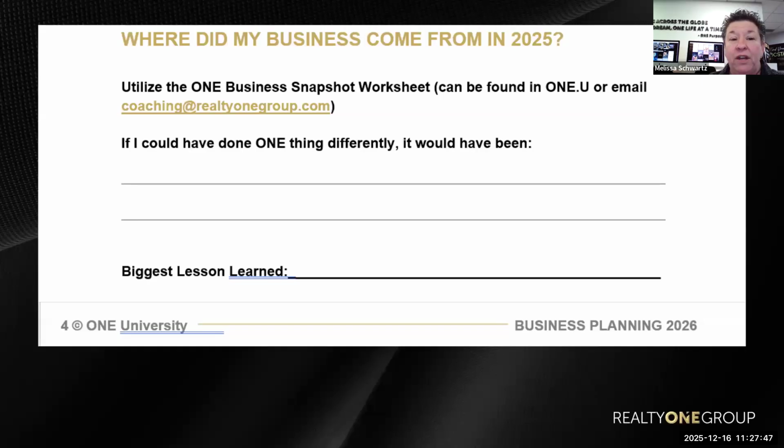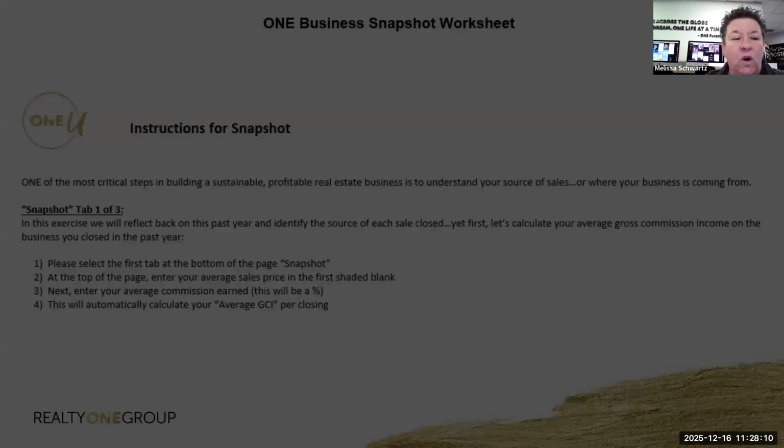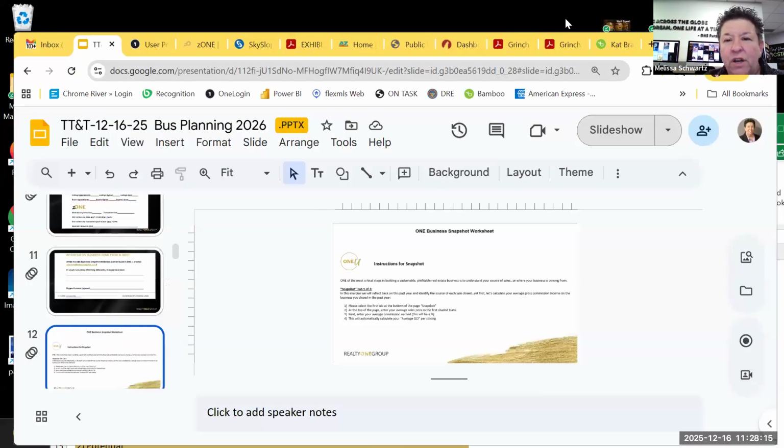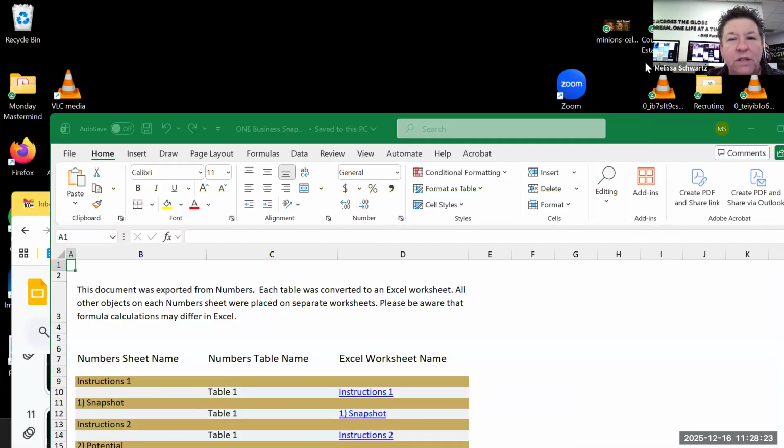So there is, then you're going to be able to look at the snapshot. I'm going to jump back over that. But I love this question. If I could have done one thing differently last year, what would it have been? What would you have done differently if you could redo the year, right? And what's the biggest lesson you learned? Okay. All right. So this is the instructions for the snapshot. I am actually going to jump back over here because I really, really want to show you this because I think this is one of the coolest ones.